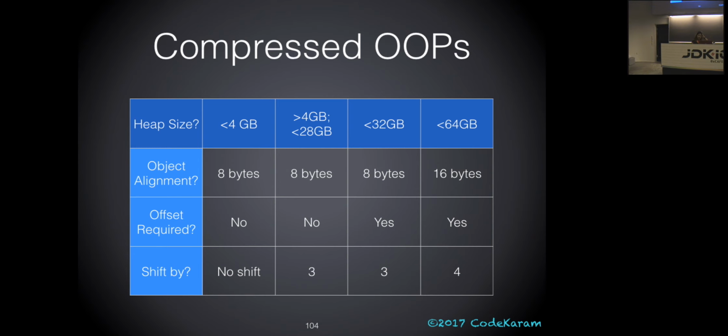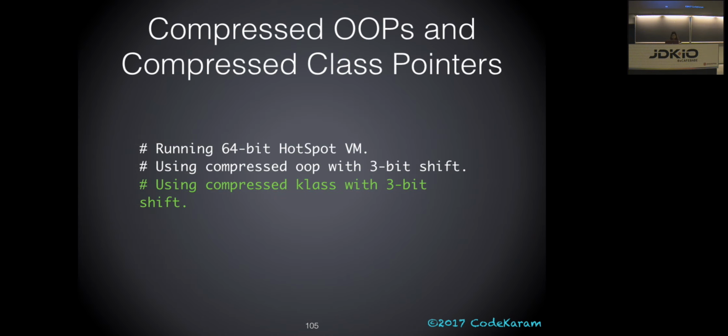Okay? Putting it all together again, which is the same stuff that I mentioned. So less than 4 gigs, you don't need an offset, you don't need to shift, and object alignment is 8 bytes. Greater than 4, less than 28, you don't need an offset, you do shift, and it's 8-byte. Less than 32, you need an offset, and you shift, and again 8-byte. And less than 64, you need 16-byte alignment, an offset is required, and you shift by 4. Okay.